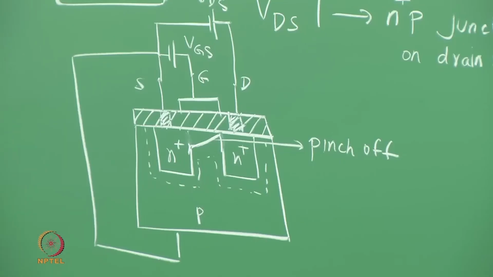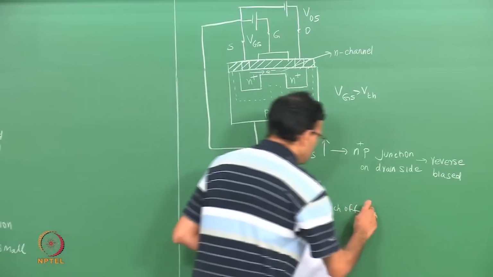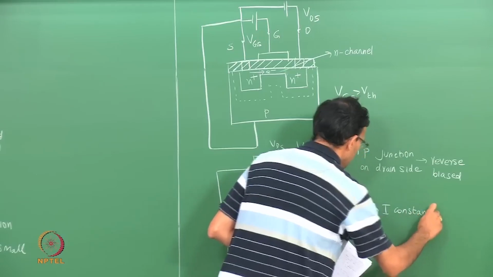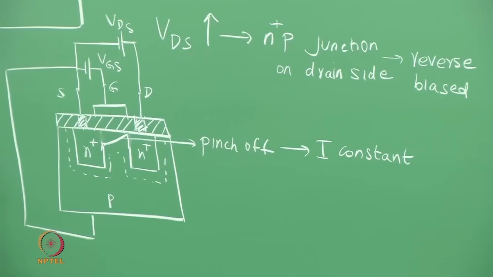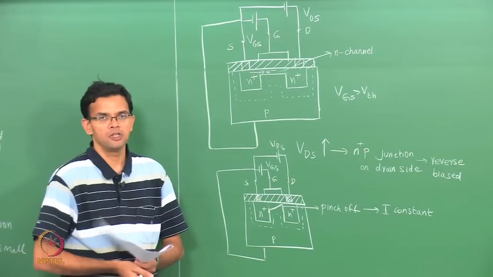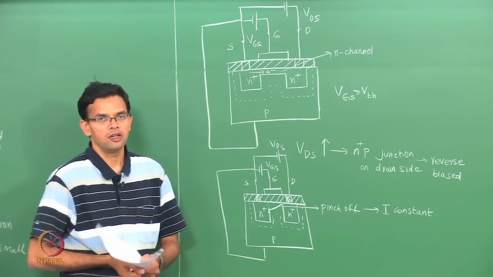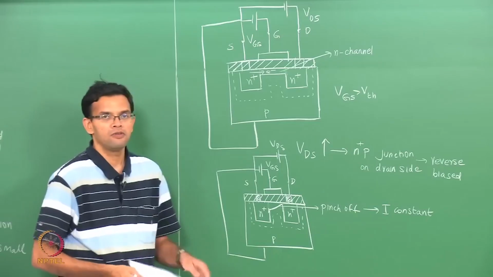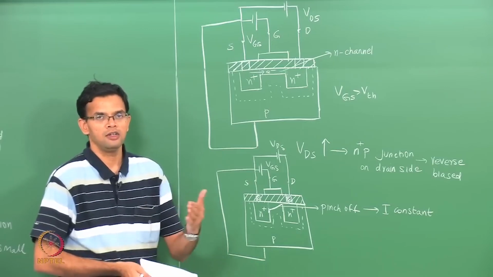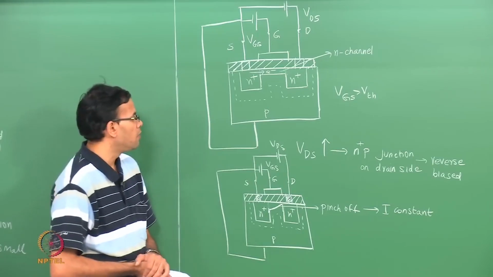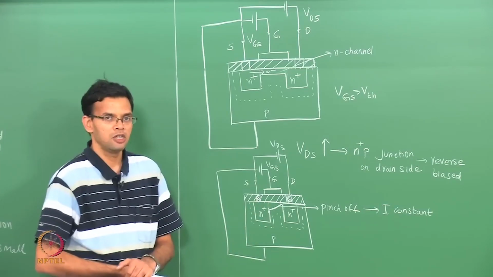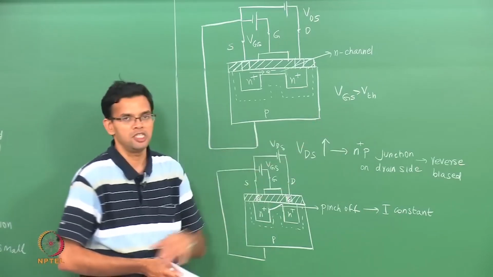Once pinch off occurs, the current is essentially a constant, because the current is determined by the resistance of the N channel, and as long as the pinch off width is small, it will not affect the total current. So in the case of a MOSFET, if we put all this information together, we can draw a current versus voltage characteristic. We will plot the current through the channel as a function of the drain source voltage for different values of VGS.